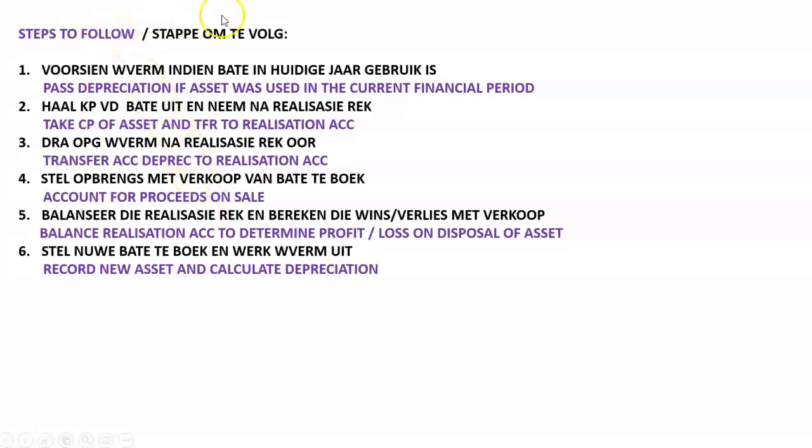So, what are the steps that we have to follow? Post depreciation if the asset was used during the current financial period. That was our first step. Take the cost price of the asset and transfer it to the realization account or the asset disposal account. Transfer the total accumulated depreciation, inclusive of the current year's depreciation, to the asset disposal account. Account for the proceeds on the sale, the 50,000. Balance your asset disposal account to determine the profit or loss on the disposal of the asset, the 5,000 Rand. And then we record the new asset and calculate the depreciation on the new asset.